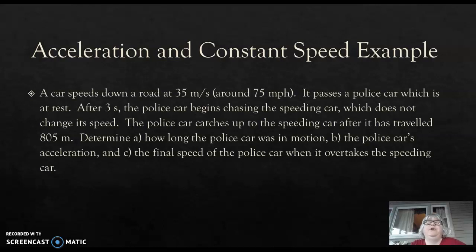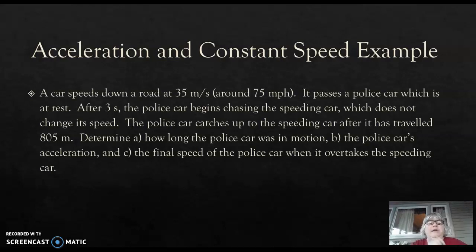Okay, so right now I want to try a more advanced example. In this example, we have two objects in motion, and they're displaying different types of motion. That's what makes it challenging. I have one object which is undergoing constant speed, and one object which is undergoing constant acceleration. So here's what my problem says.